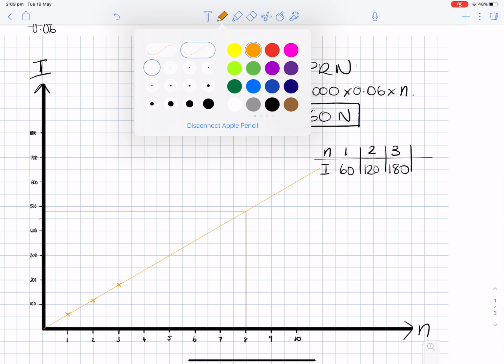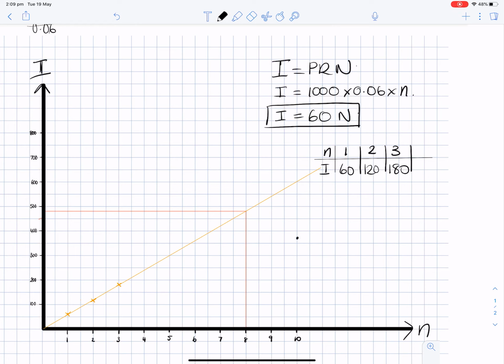So therefore, interest earned after 8 years is approximately equal to $480.